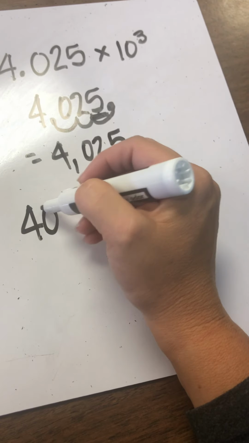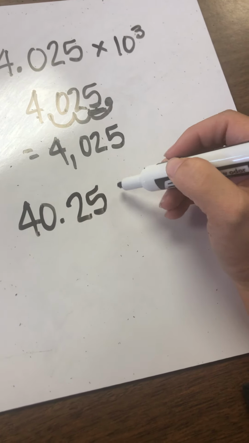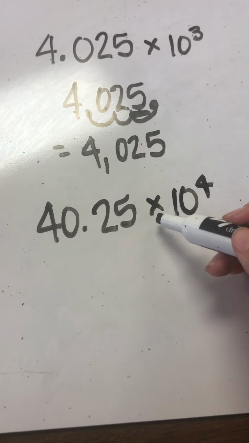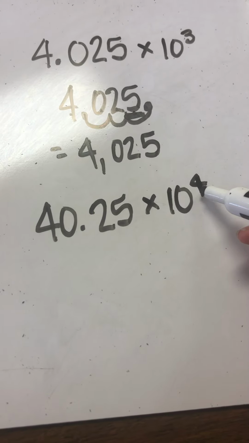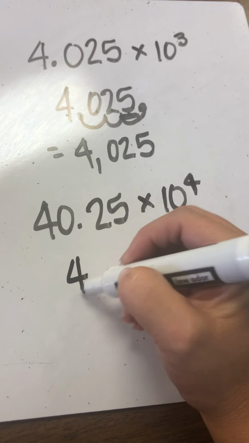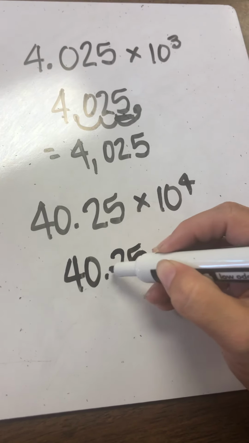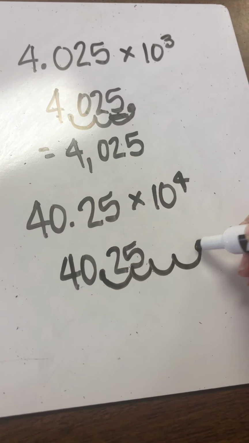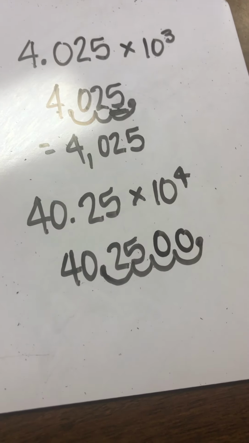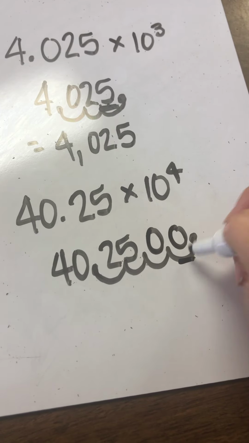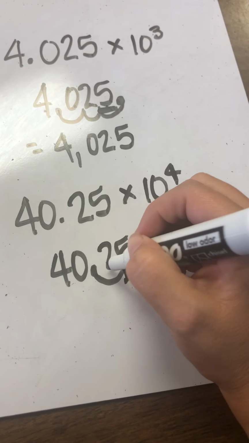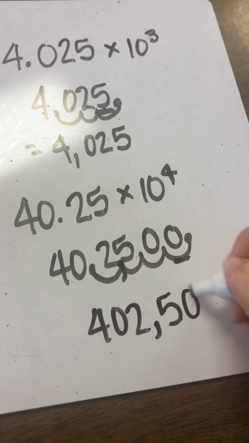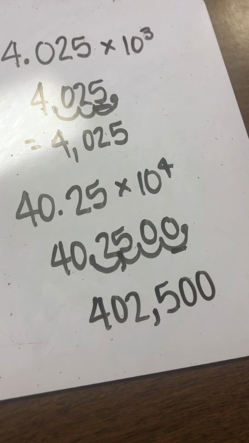Okay, if we had 40 and 25 hundredths times 10 to the fourth power, we're still multiplying, so we're still shifting up. Our exponent is a 4, so 4 times. So we'll start with 40.25. We're going to shift up 1, 2, 3, 4 times. In these empty spaces, we're going to put zeros. So this is now our ones place. Tens, hundreds, thousands, 10,000s, 100,000s. So our answer is 402,500.